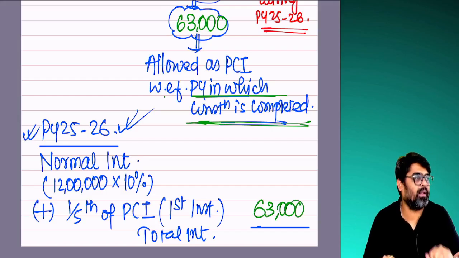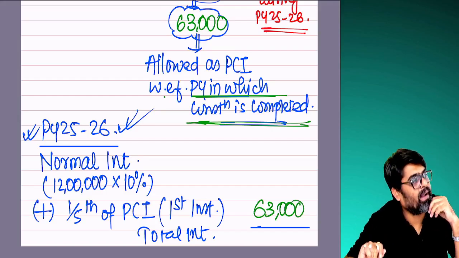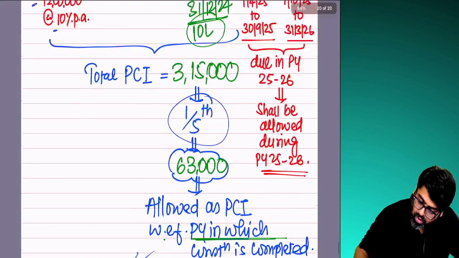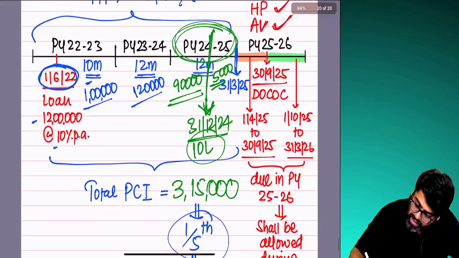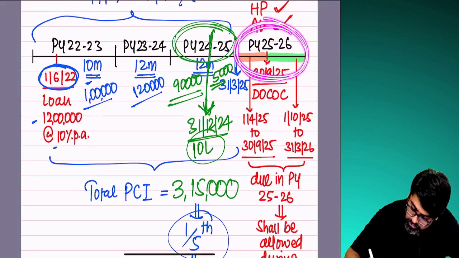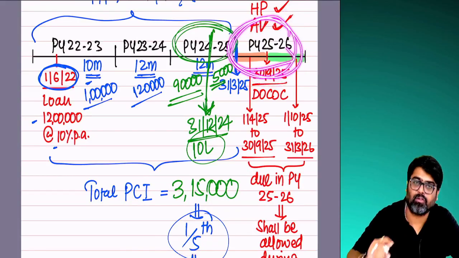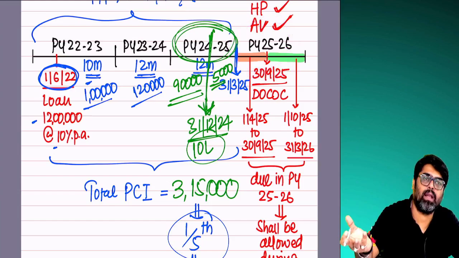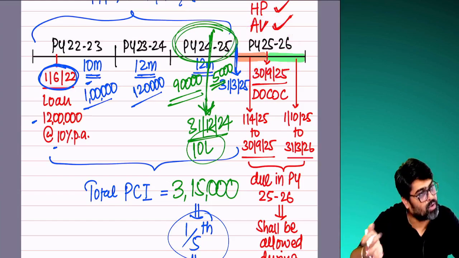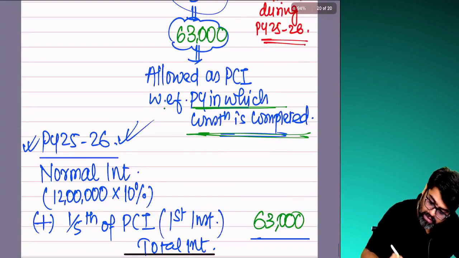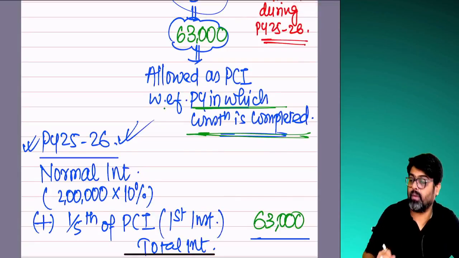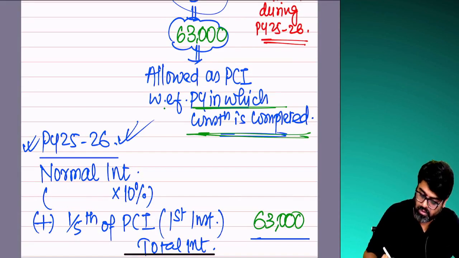Now tell me one thing. How much loan is pending? So can I say that 2 lakh will be outstanding for 25-26? So in 25-26, you are not going to pay interest on 12 lakh. You are going to pay interest on 2 lakh. So normal interest, what did I say? Normal interest will be calculated only on 2 lakhs now.